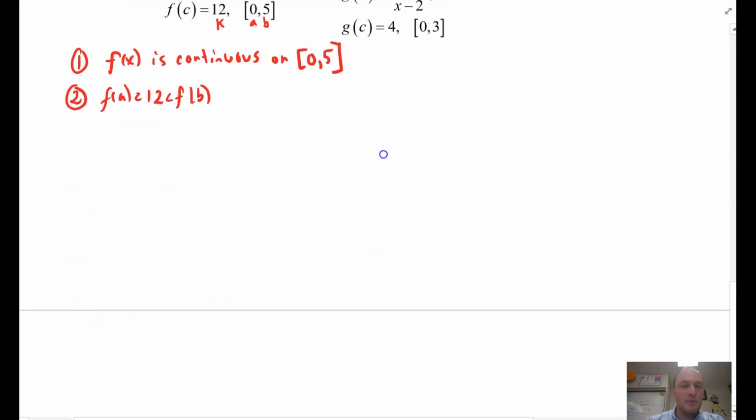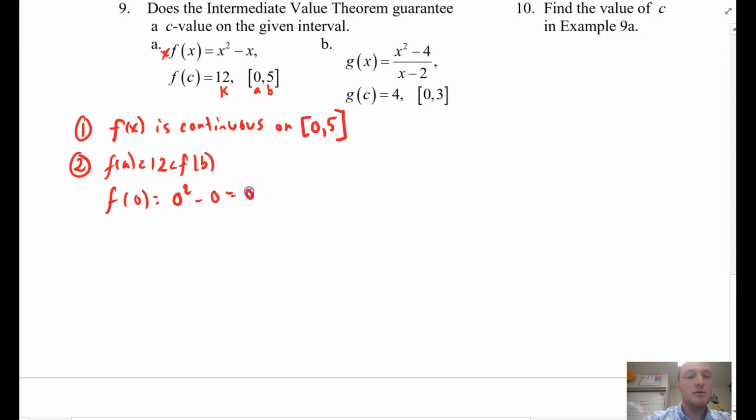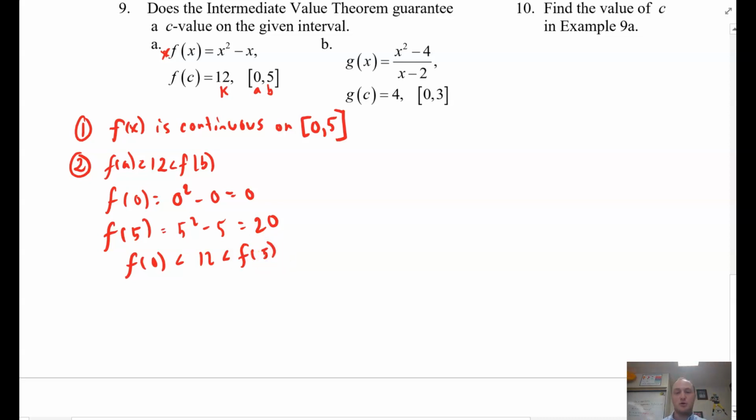So we'll calculate f of a, which is f of 0. I plug in 0 squared minus 0, which is 0. And we'll evaluate f of b, which is f of 5. So we have 5 squared, take away 5, which is 20. And we'll just state this: f of 0 is less than 12, which is less than f of 5. So condition 2 is met. 12 lives between those two values.